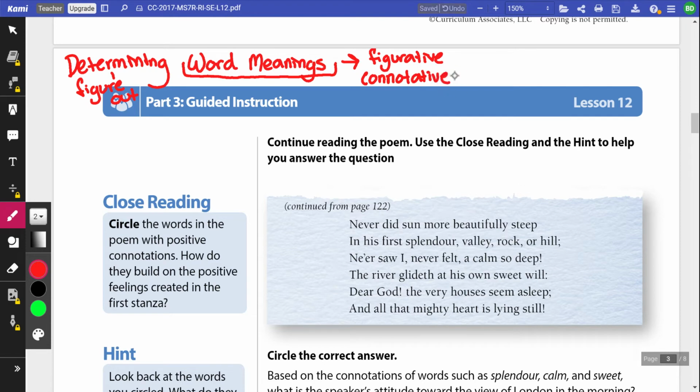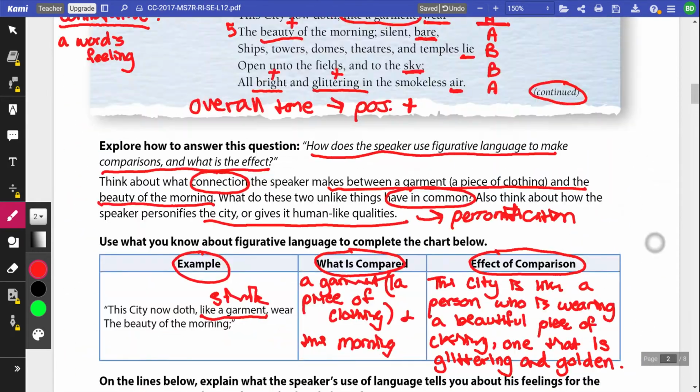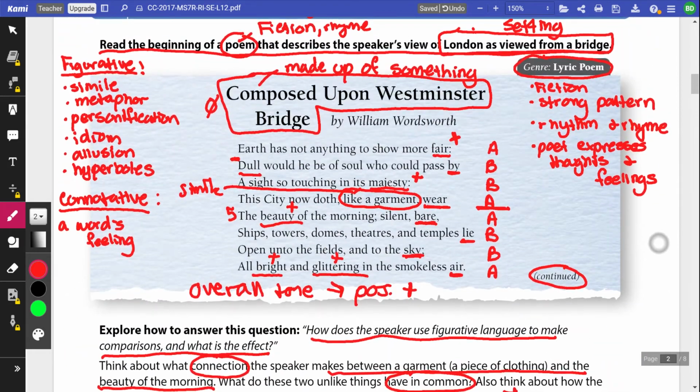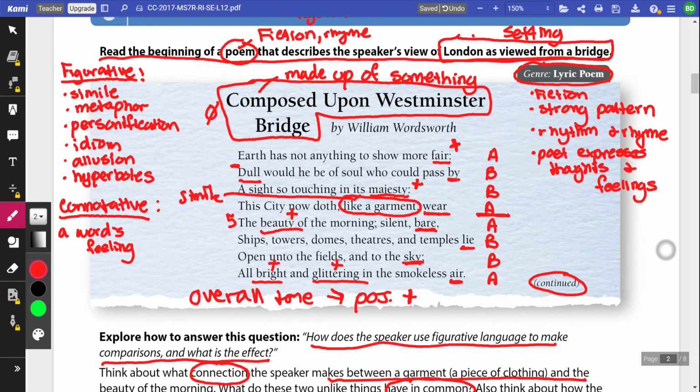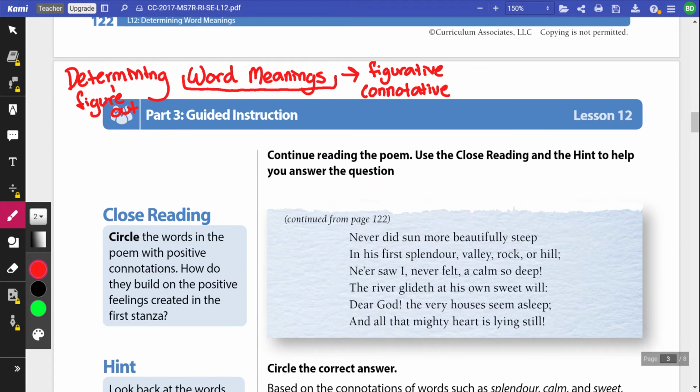So, figurative word meanings usually deal with figurative language. We have several different types of figurative language. We listed those in part 2, the one that we did yesterday on page 122. So, go over there, refresh yourself. I'll actually scroll up so we can see it. We've got simile, metaphor, personification, idiom, allusion, hyperboles. Those are just a few of the types of figurative language that we're going to focus on.